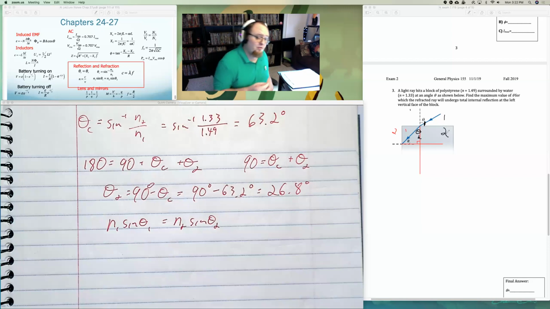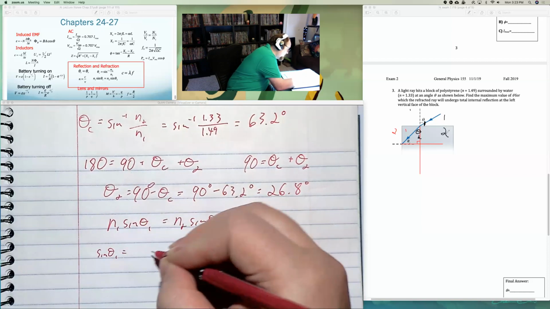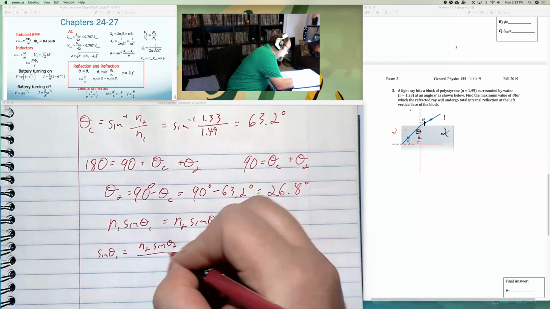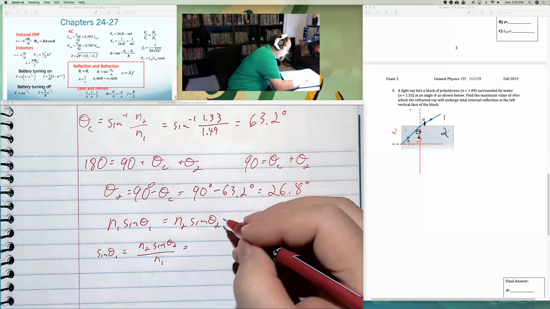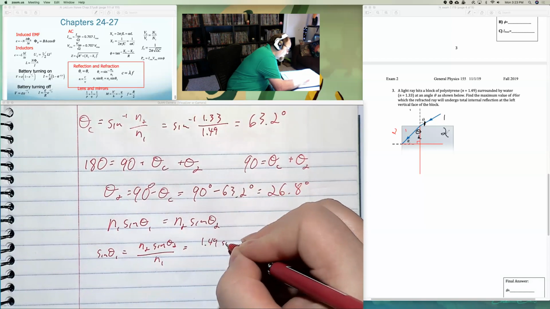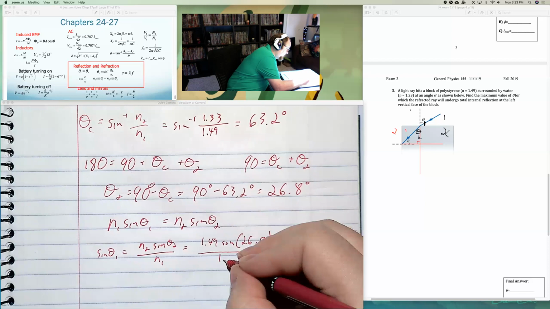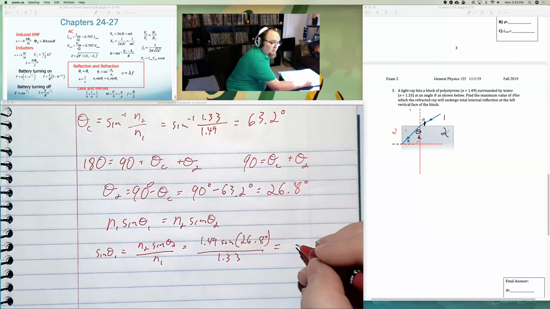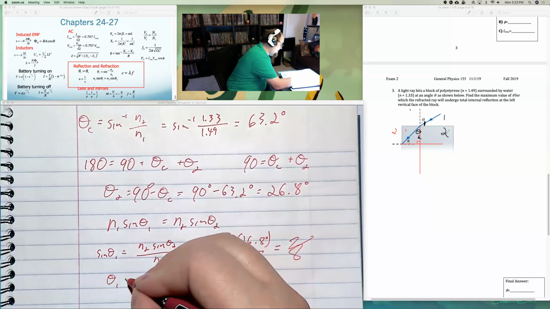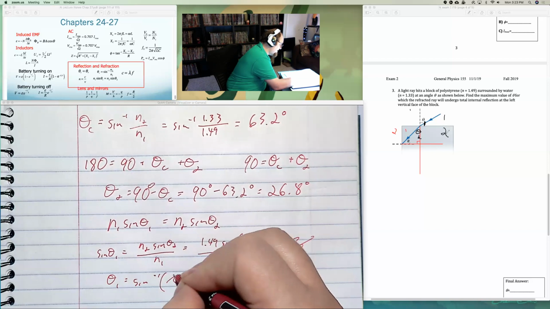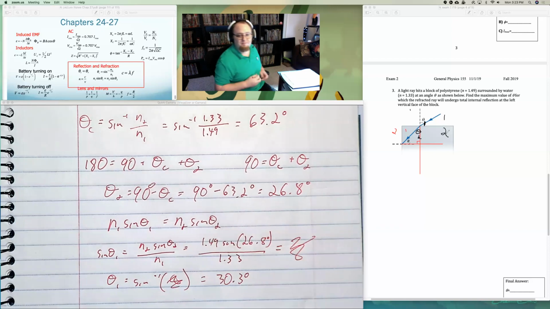But either way, if I want that angle theta 1, I'll just divide both sides by n1 and say the sine of theta 1 equals n2 sine theta 2 over n1. Also known as 1.49 sine of 26.8 degrees over 1.33, which tells me the sine of theta 1 is, you know what? I didn't solve for it. It's something. And theta 1 is the inverse sine of that something. And when you do that, you get 30.3 degrees.